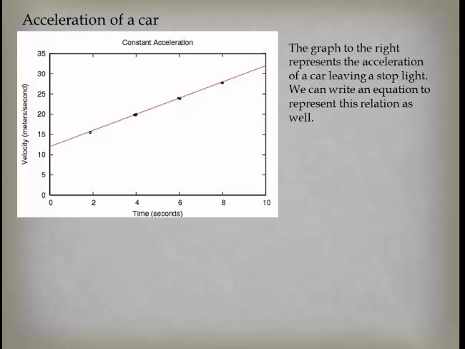So I'm going up 5 over 2. So my slope is going to be 5 over 2. My y-intercept, where I put the y, is right here, and I'm going to say that that's about 12. And so my equation for this graph is going to be 5 halves x plus 12.